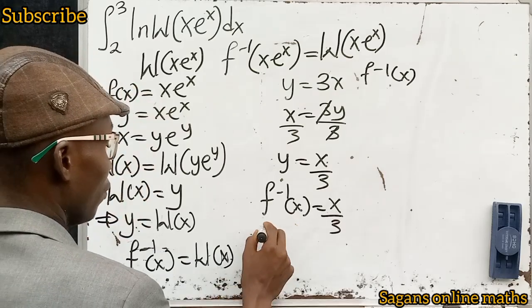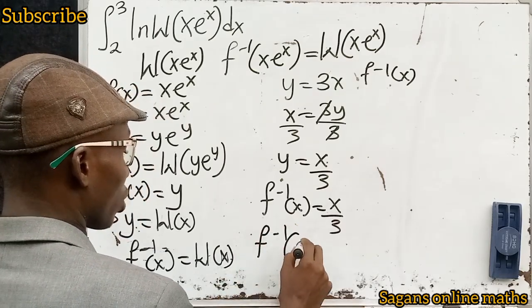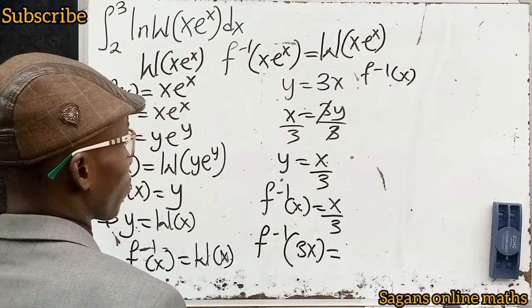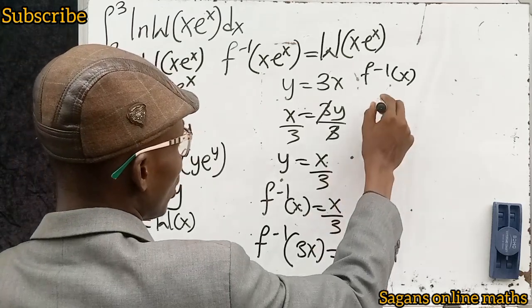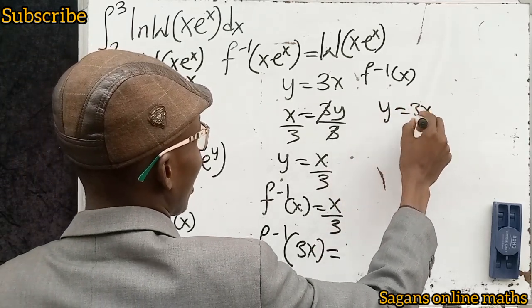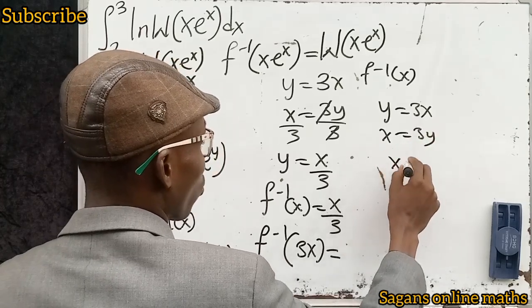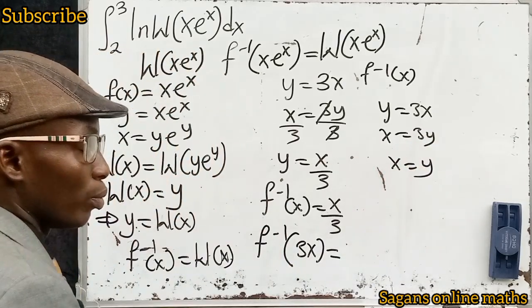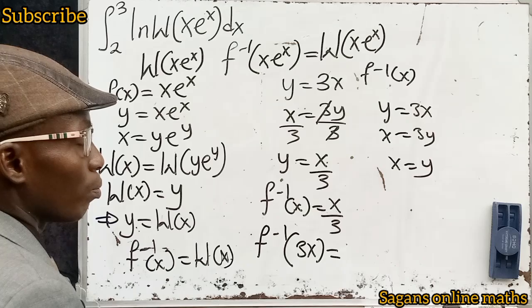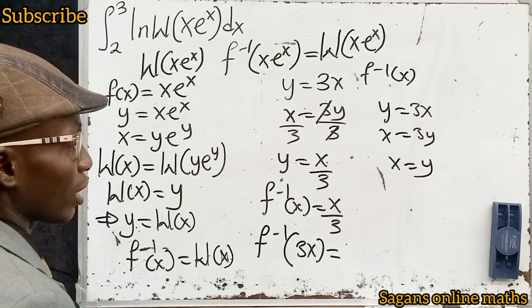Let's see. The inverse of the original function, which is 3x, is equal to what? Now, I want you to understand that since y is equal to 3x, and s is equal to 3y, it means that s is equal to y. That means they are equal. I know some people will be doubting, are they equal?